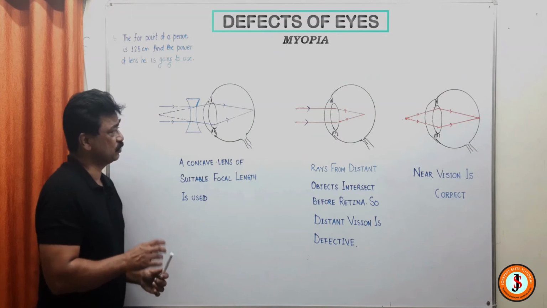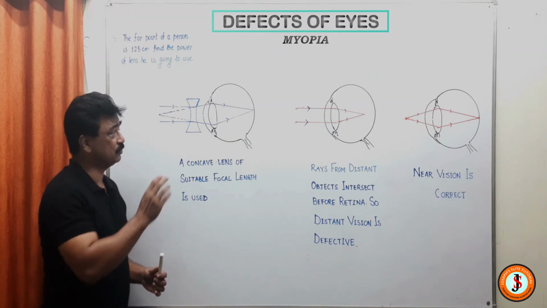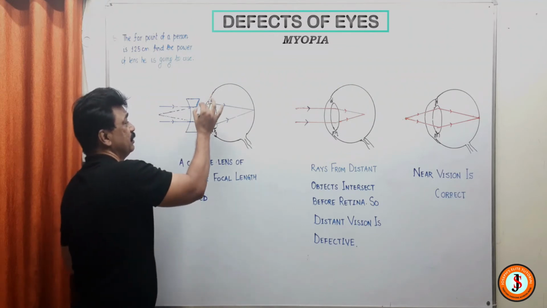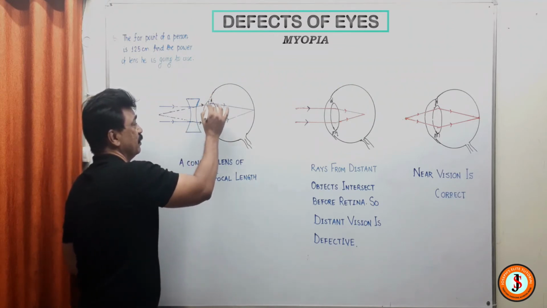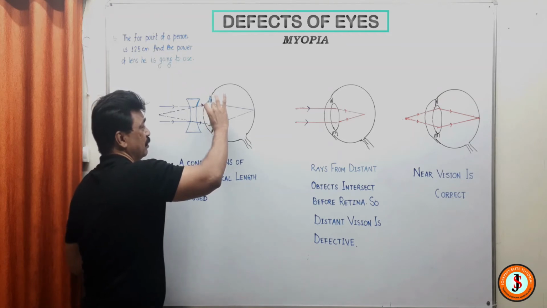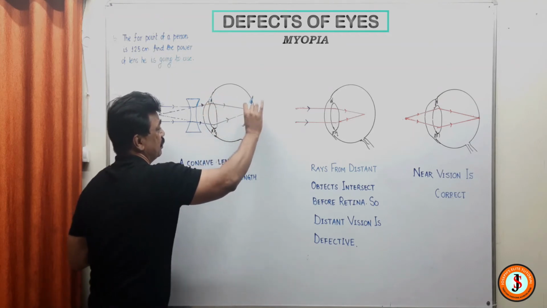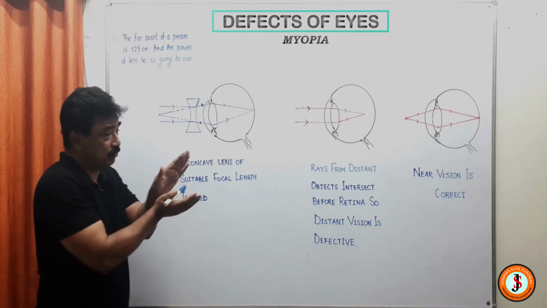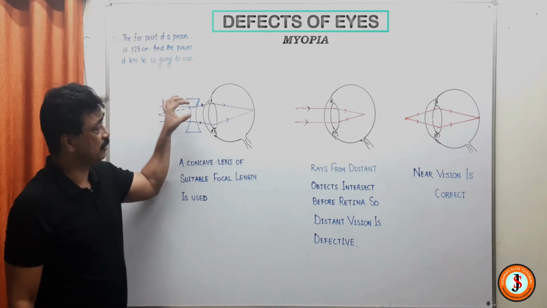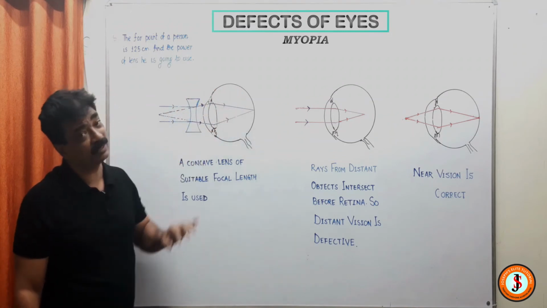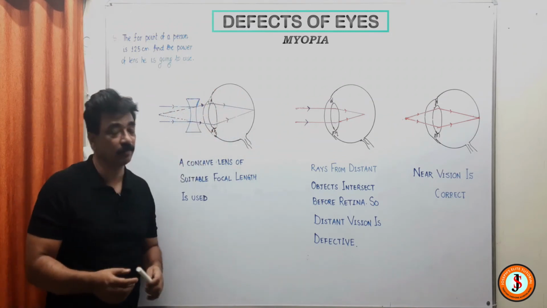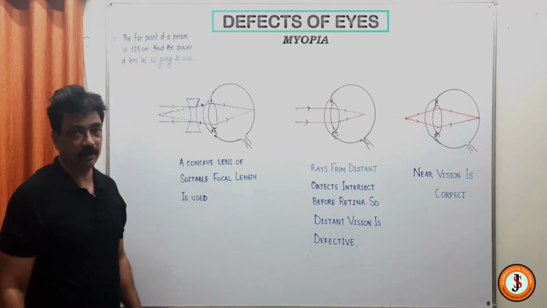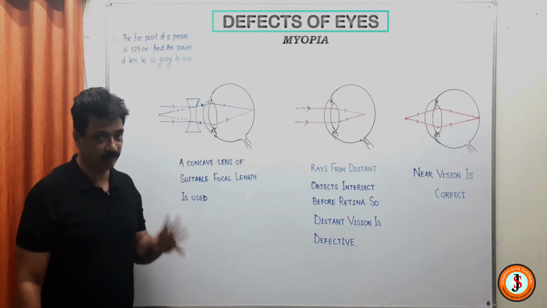The correction is that we use a lens which can diverge the parallel rays, so that when the rays are diverged, the converging power of the eye lens can again make them converge till the retina. So divergence will make them more spaced, and then even with maximum convergence the rays will intersect at the retina. So a concave lens means negative power, negative focal length. That is the first thing you have to understand.